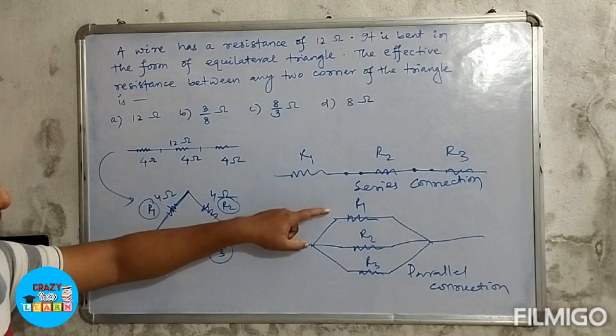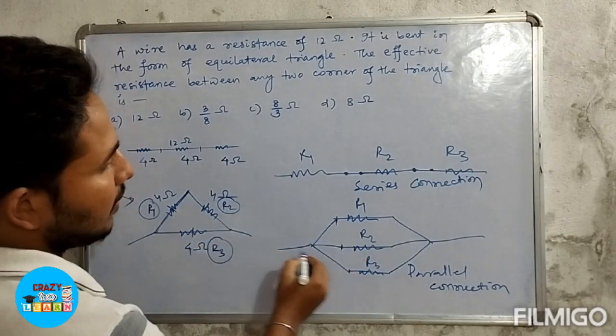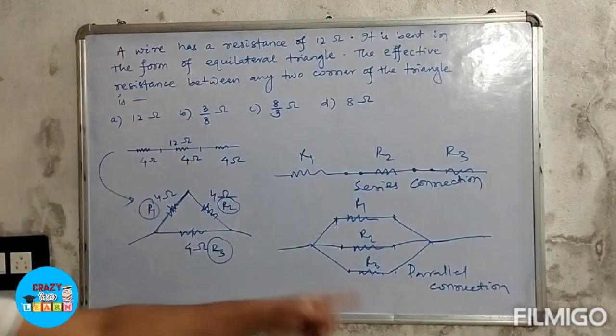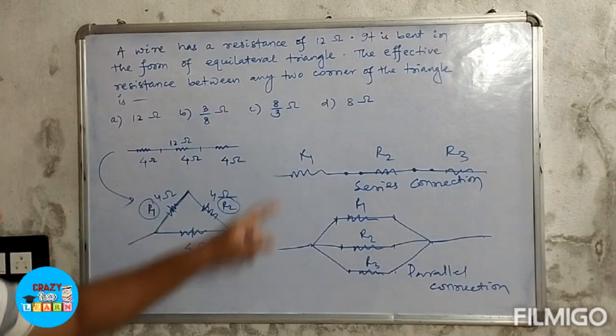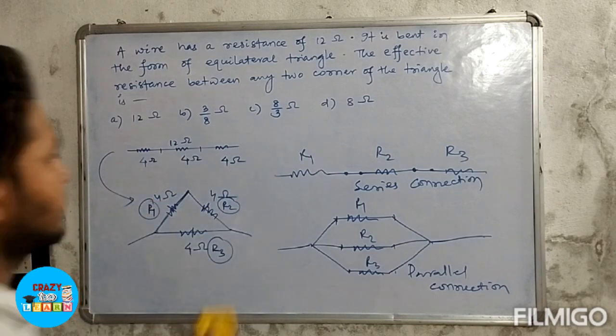Okay, if all the ends of the resistors are connected to a single wire, and all the other ends are connected to another wire, then it is a parallel connection. This is the series connection and this is the parallel connection.